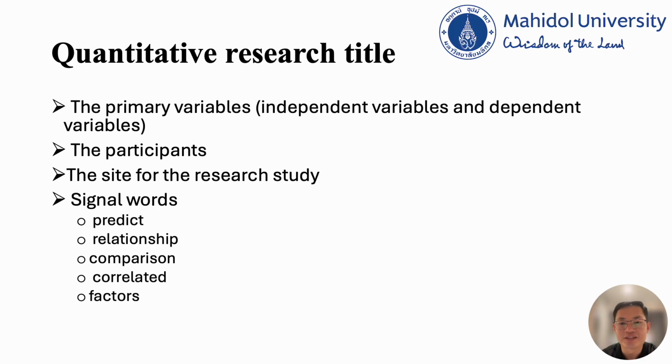In quantitative studies, it's especially important to include your primary variables. That means your independent variable, dependent variable, the study population, and the research set. Also, you can use signal words like predict, relationship, comparison, or related factors to indicate the nature of your research. This adds clarity and structure to your title.